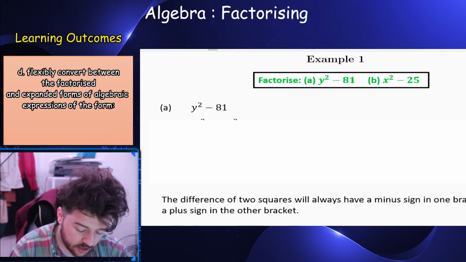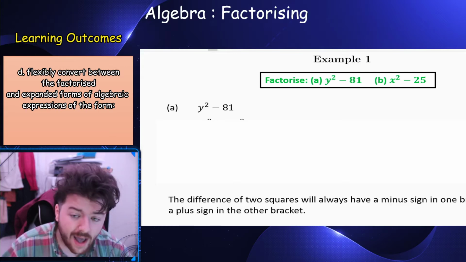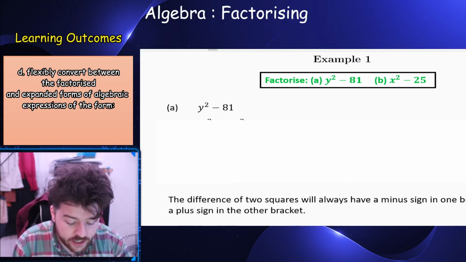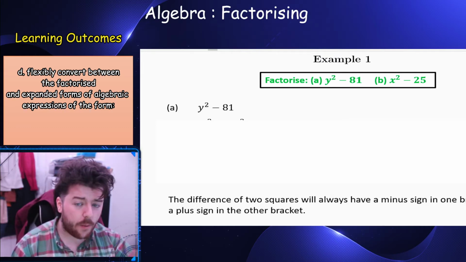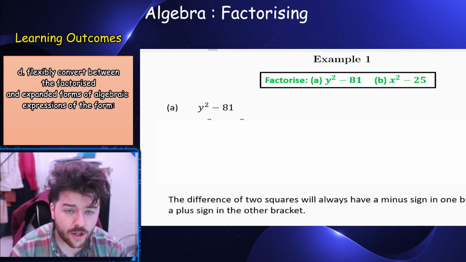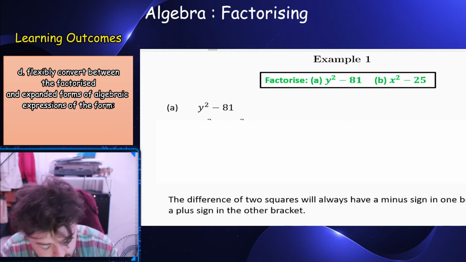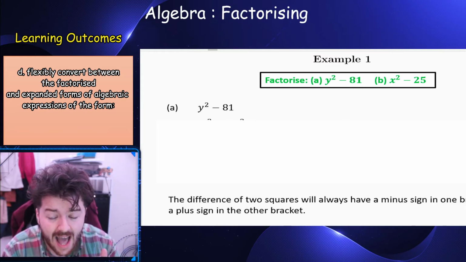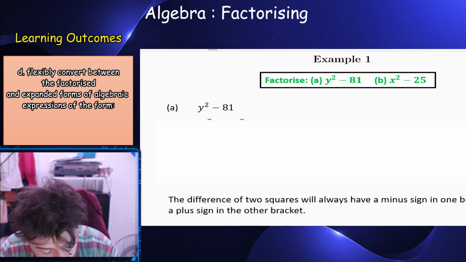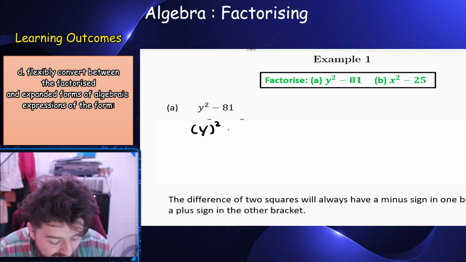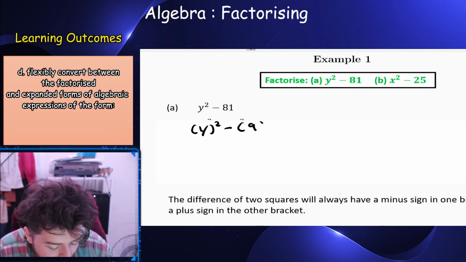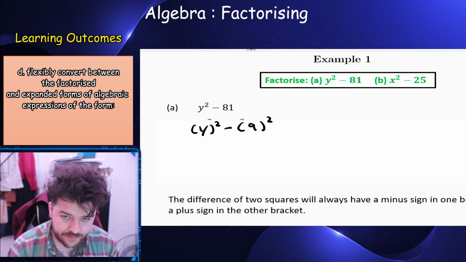So let's have a little look here. So y squared minus 81. So first of all, two terms, bing. I have a minus sign, boom. Both of them are squared numbers, bada boom, bada bing, right? So let me rewrite this now as squared numbers. So y squared is just y squared. And 81 is the same as 9 squared.